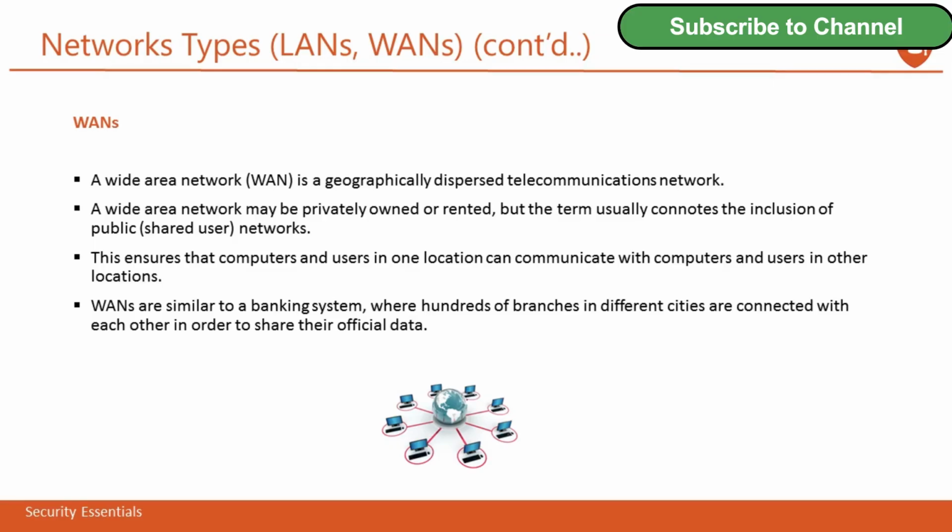In LANs, users can communicate within a single building, and in WANs, they can communicate across multiple buildings in several locations. WANs are similar to a banking system where hundreds of branches in different cities are connected with each other in order to share their official data.